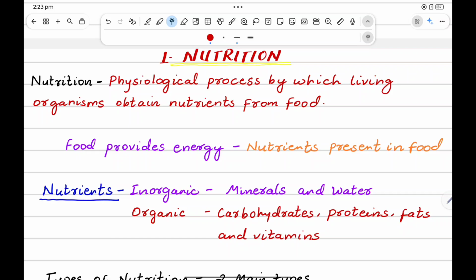And inside the food there are two types of nutrients present: inorganic and organic. Inorganic nutrients include minerals and water. Organic nutrients include carbohydrates, proteins, fats and vitamins.